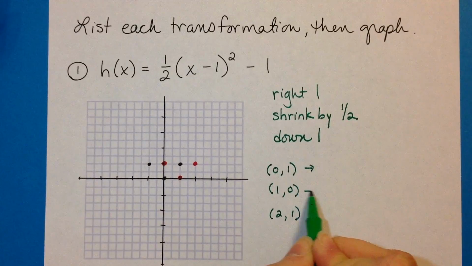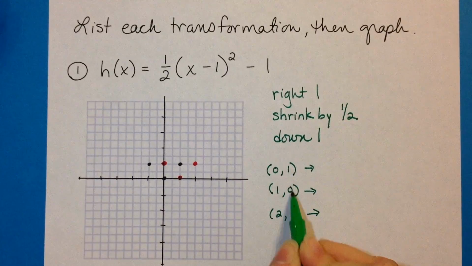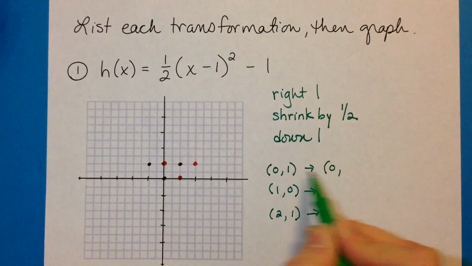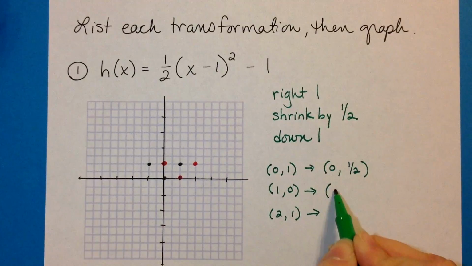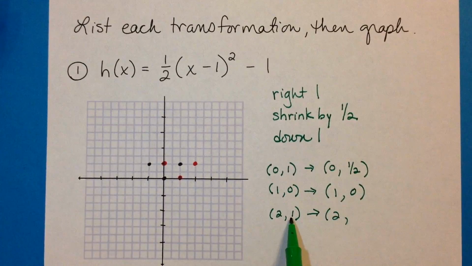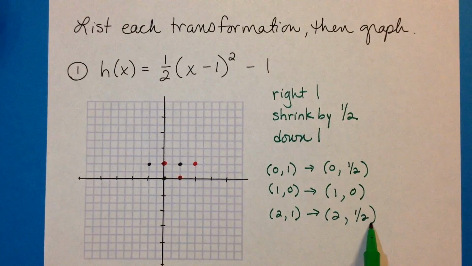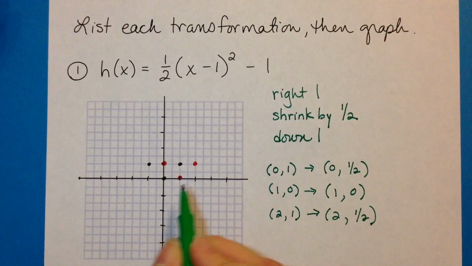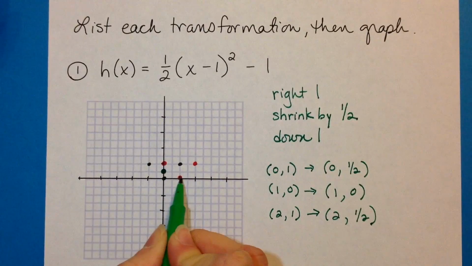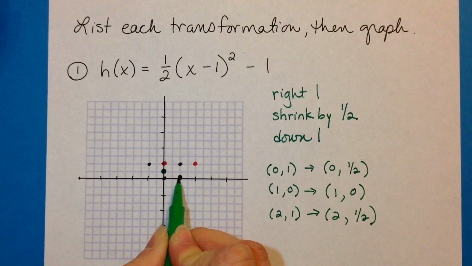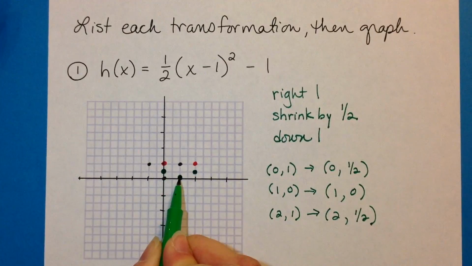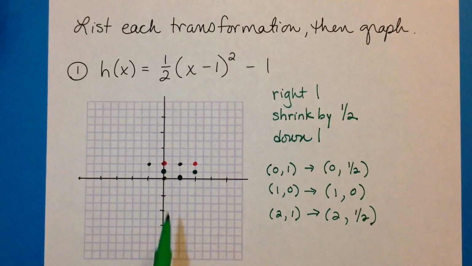So I need to multiply the y-coordinate, there's always the y-coordinate, times 1/2. So 1 times 1/2 is 1/2. 0 times 1/2 is still 0. And then 1 times 1/2 is 1/2. Now I need to plot these 3 points. Okay, so 0, 1/2. Of course, this point doesn't change, so I'll color over that. And then 2, 1/2. Okay, so I now have these 3 points here that I'm working with.